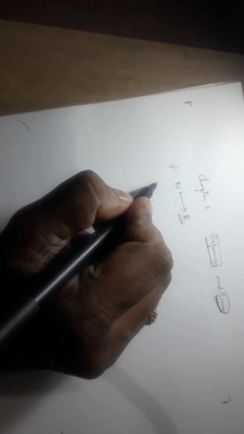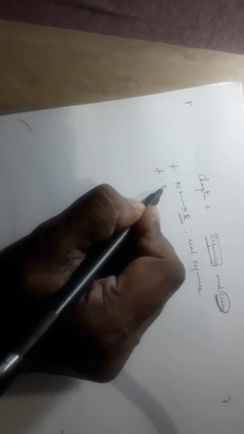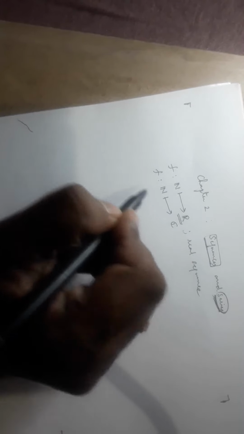See, a sequence means, first of all, a function from natural numbers to a field. If I consider the field is real, then we say that it's a real sequence. And if the field is complex, if f is a function from natural numbers to complex, then we say that it's a complex sequence.